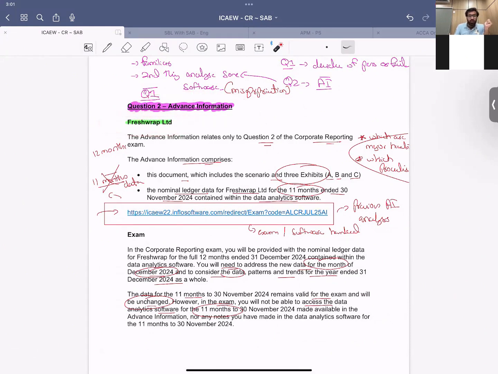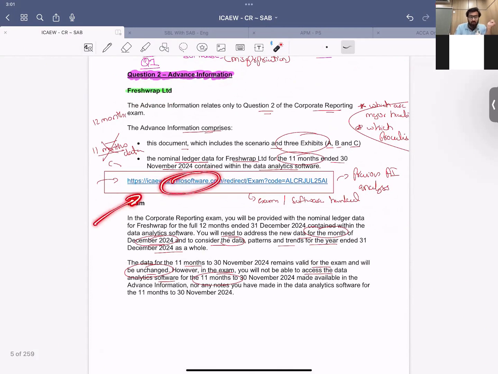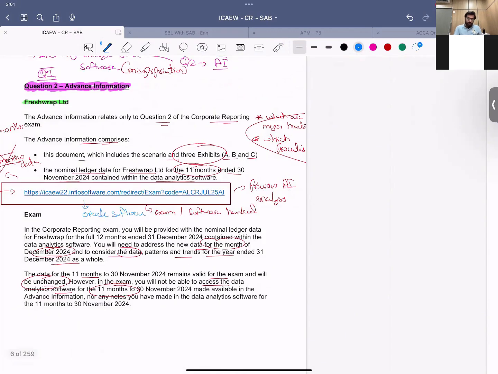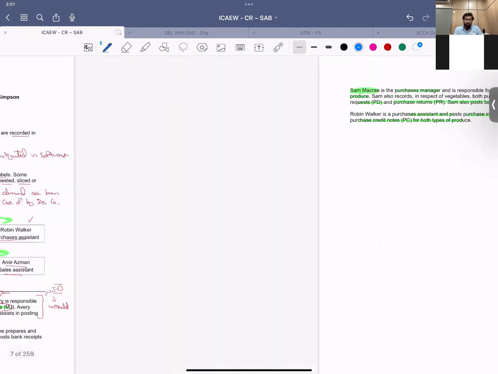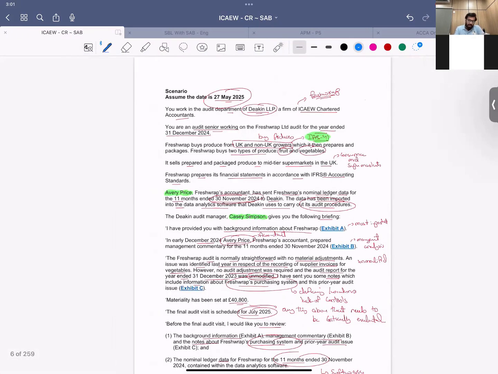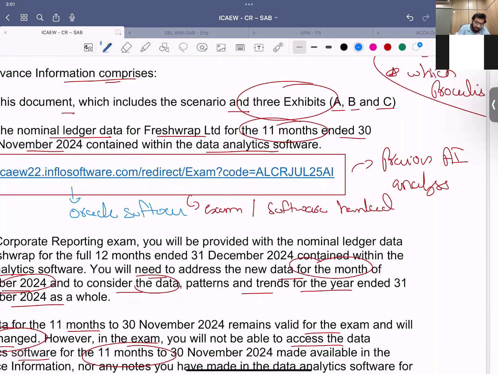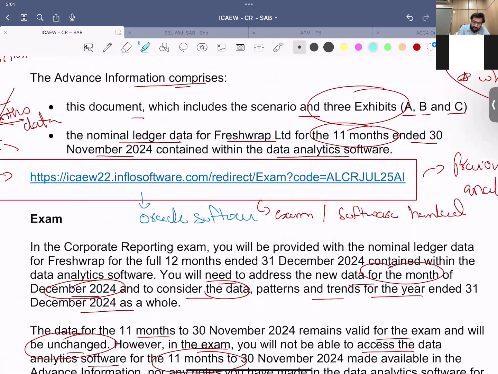So it's Fresh Wrap Limited, okay? Fresh Wrap Limited was the name in the question, and here, that's the software. I recommend that software as an Oracle-based software. But what's important is that they have given you certain data and also access to the software. And here again, see, 11 months of data has been given.